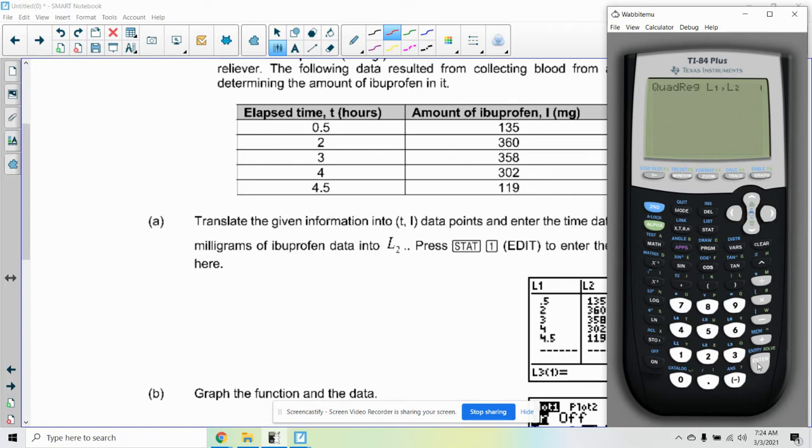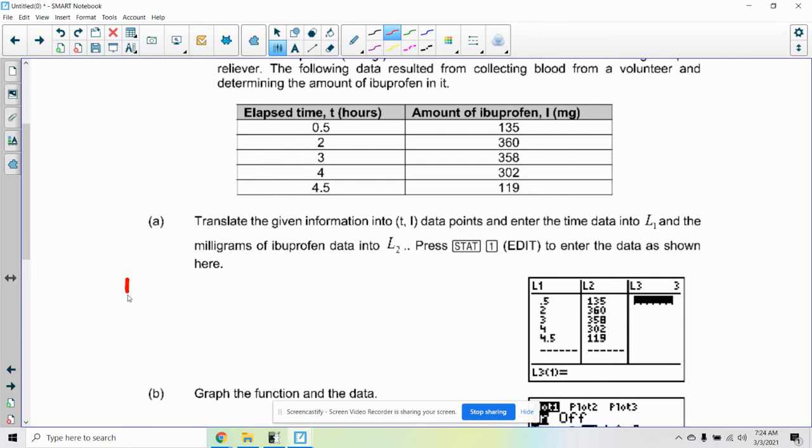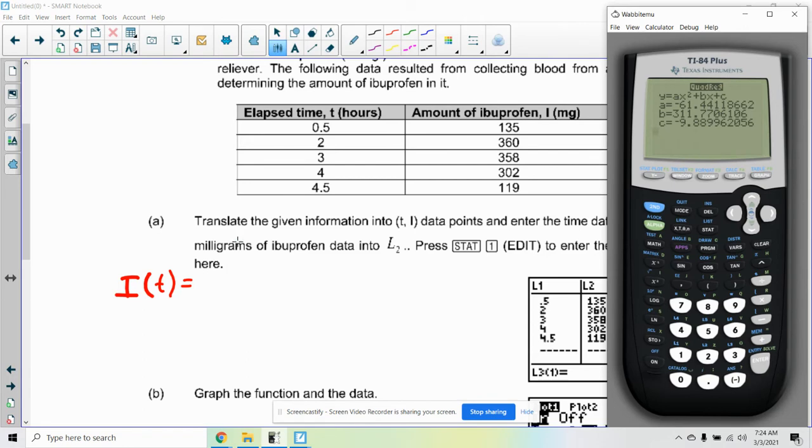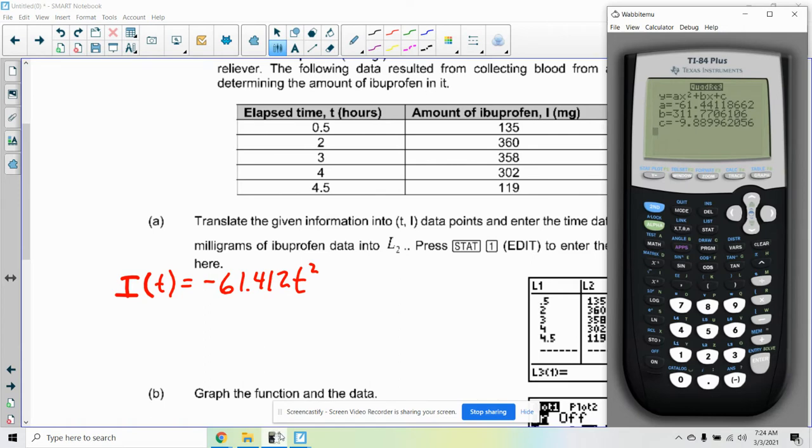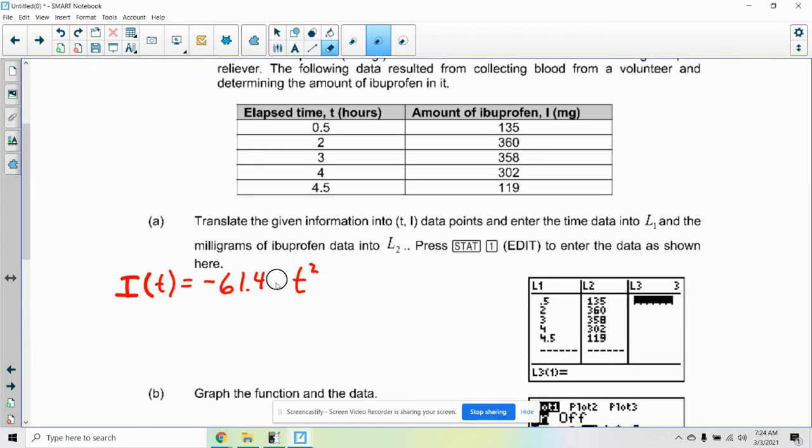Hit calculate. Instead of just an A and a B, it'll give you an A, a B, and a C. This is kind of a pain in the butt. We have to copy this over now. So our function is I with respect to T is going to be negative 61.412 T squared. I'm sorry, it's 441. 441, my bad.